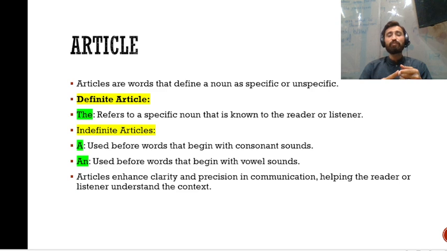A is used before words that begin with consonant sounds, whereas an is used before words that begin with vowel sounds. Now, here is a tricky part. Your focus must not be on the alphabet. Rather, your focus will be on the sounds, right? We'll get to know about it while talking about the common mistakes. Articles enhance clarity and precision in communication, helping the readers or listeners understand the context, okay?